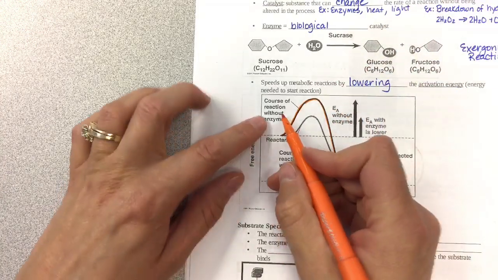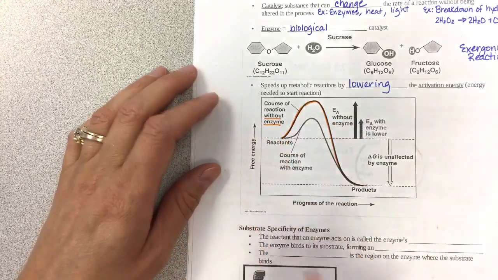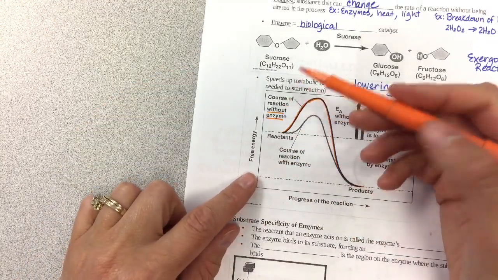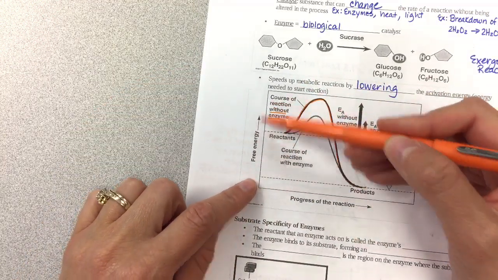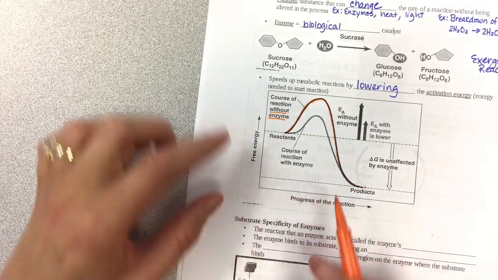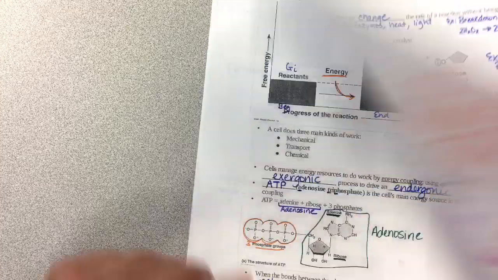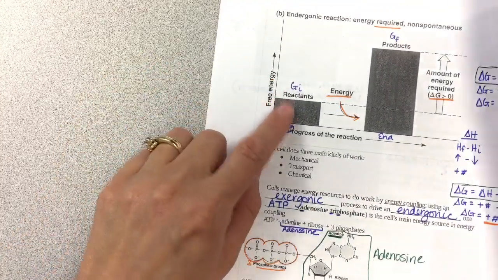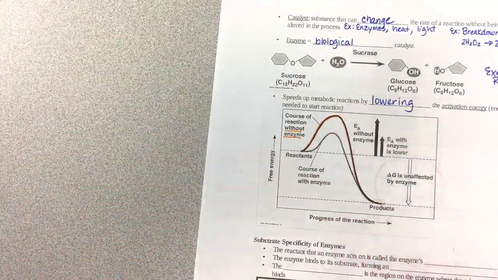All right, and so this says course of the reaction without an enzyme. And so the graph, let's just look at what we're looking at. This is the free energy, and this is the progress of the reaction. So the axes are the same as what we talked about with our bar graphs over here. So now this is a line graph.